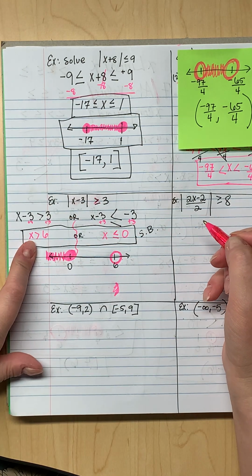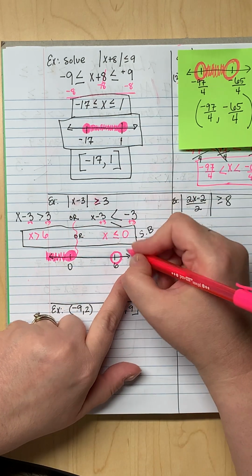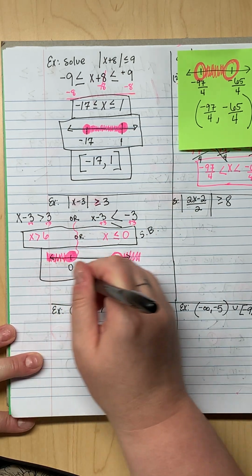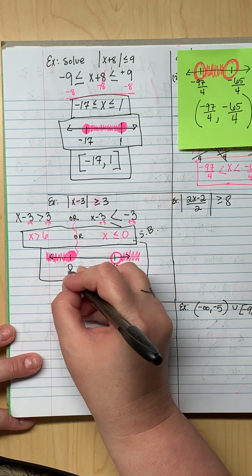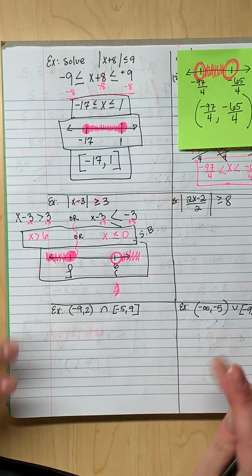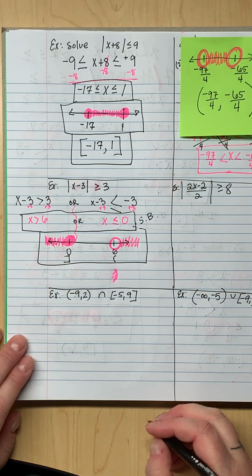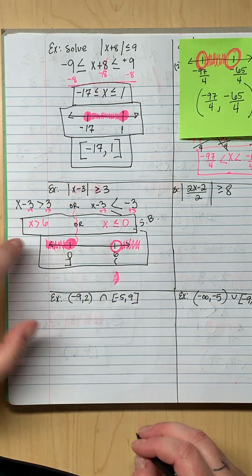For this x bigger than 6, here's my 6, and all the numbers bigger than 6 are to the right of this 6. So there's my number line. And for your homework, they might have used a bracket on this 0 and parentheses on this 6. Okay, for interval notation, since we have two pieces of shading, we're going to have two pieces to our answer.